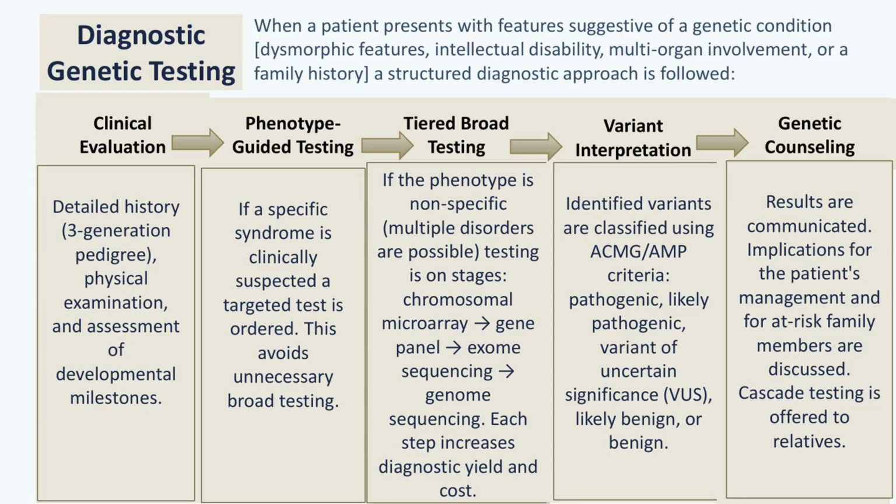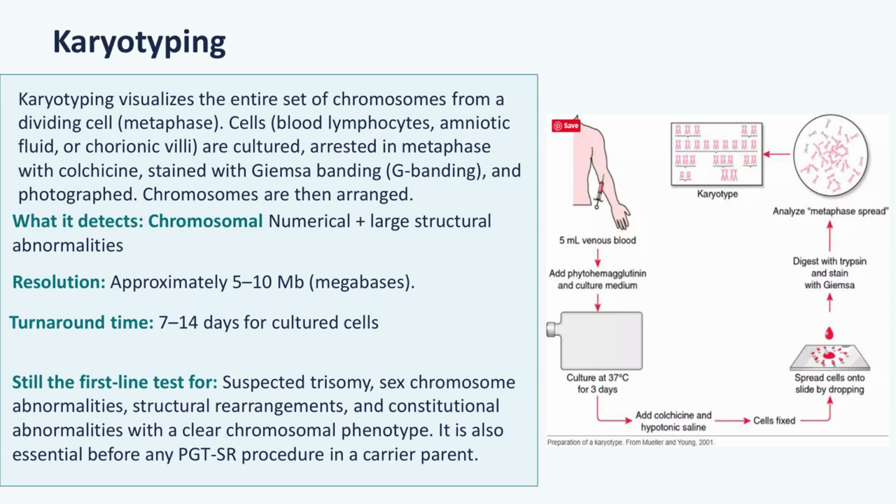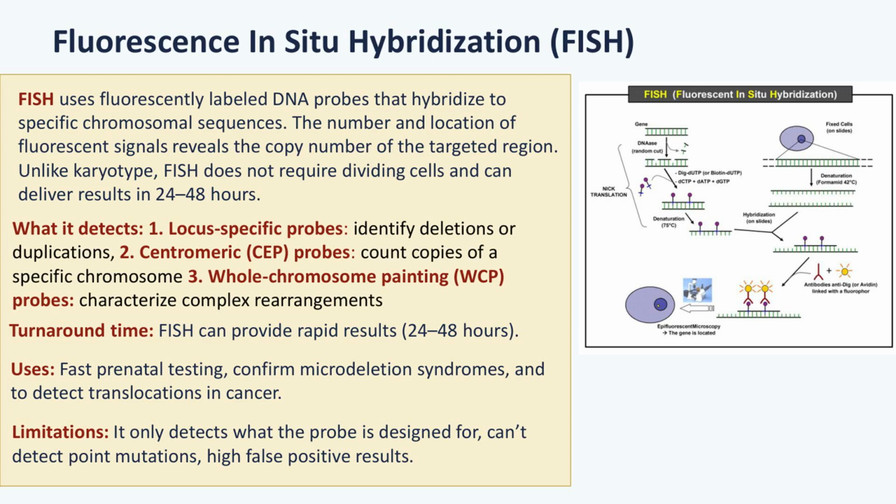Different technologies in genetic testing offer varying resolutions, from karyotype to whole exome sequencing. Karyotyping visualizes chromosomes, detecting numerical and structural abnormalities with a specific resolution. Fluorescence in situ hybridization, or FISH, uses fluorescently labeled DNA probes to target specific chromosomal sequences.